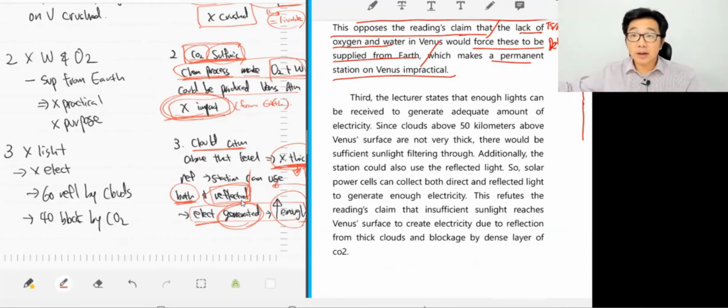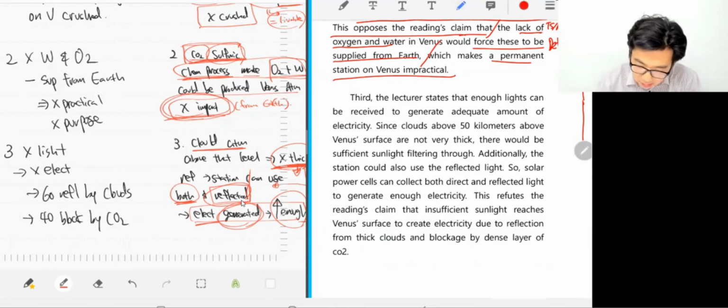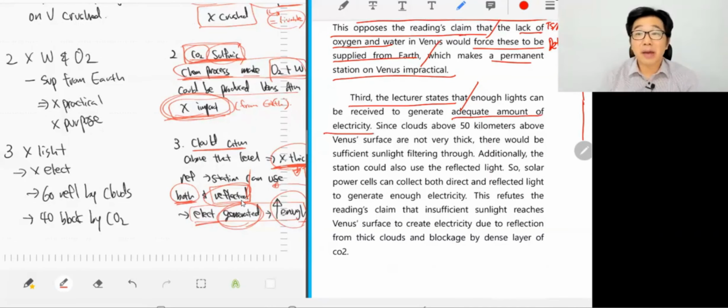That's the point, okay? So how I wrote it, the lecture states that, okay, template, enough light can be received to generate enough electricity for humans to live, okay? Adequate amount, right? Necessary amount. So topic sentence, main idea, okay?